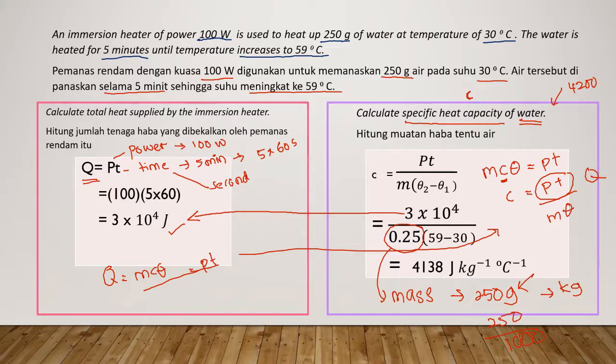Dan jangan lupa, the most important thing is you need to use the SI unit. Jangan lupa untuk convert kepada SI unit. Terutama sekali dia bagi dalam mass, dalam gram. Change back to kilogram, and the time, masa tadi, minute, change to second lah. Kalau dia bagi dalam masa hari, change to second by times the gunakan yang 24 darab 60, 60 darab 60 tu.